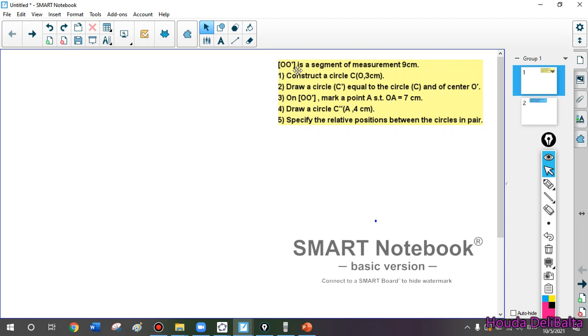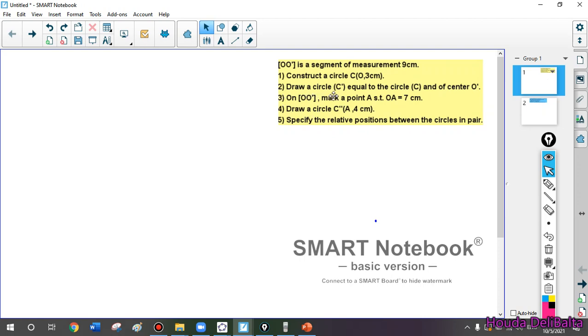O prime is given. It's a segment of measurement 9 centimeters, so we have to construct it even if there isn't the word construct or draw O prime, because we cannot solve all of the question unless we draw O prime. Construct a circle C of center O and radius 3 centimeters.